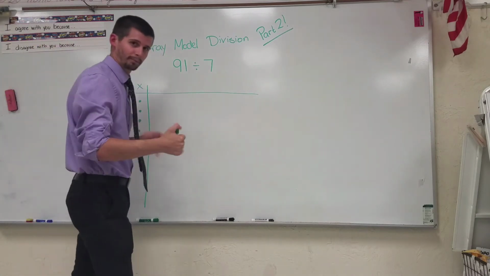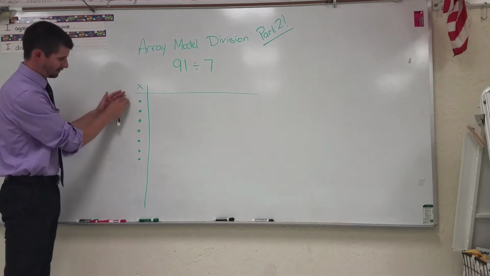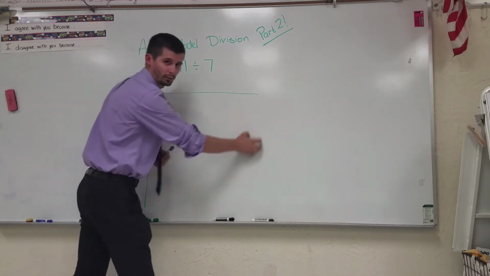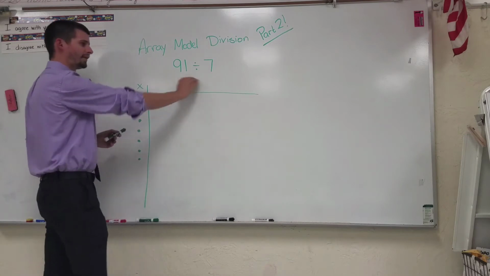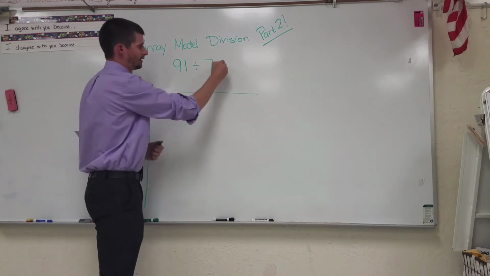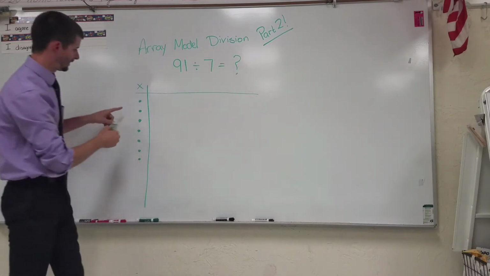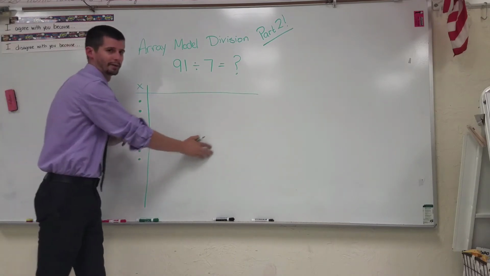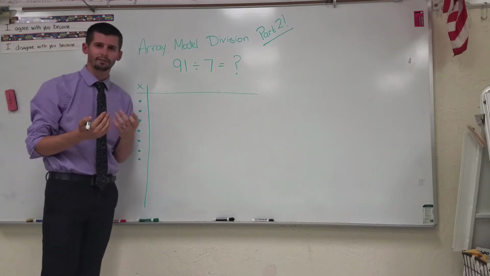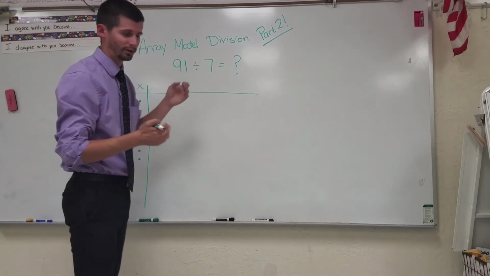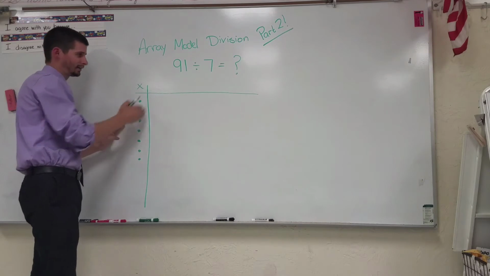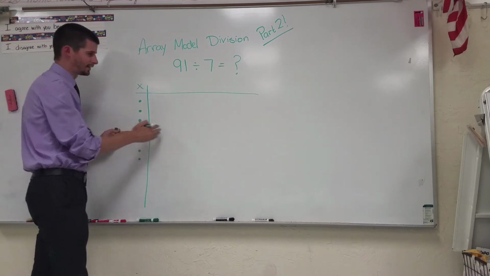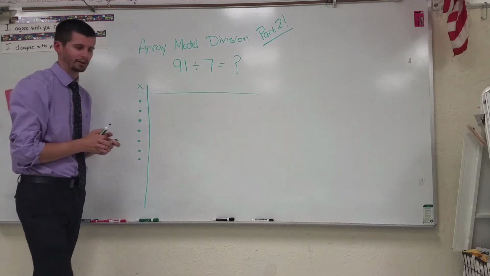The array model basically works like this. This side is our divisor. In here, we need to get our dividend, and then at the top will be the quotient. Because if we multiply our divisor and our quotient, we get our dividend. It relates to the area model that we did, where we multiply the side and the top, and we get the middle. Now we have the side and the middle, and we need to find that top.